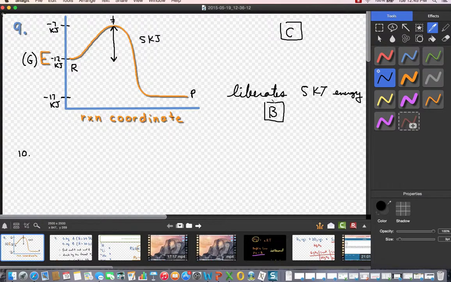So A reads it's spontaneous and it liberates 17. That's not correct. B reads it's spontaneous, it liberates 5. That is correct. C reads it's spontaneous, it liberates 10. That is incorrect. D reads it's non-spontaneous. That's incorrect. So for number 10, the credited answer is B.